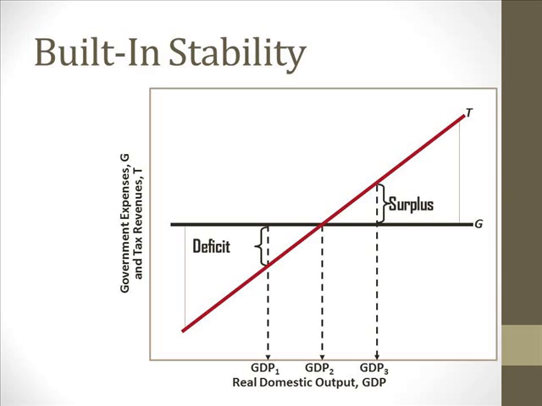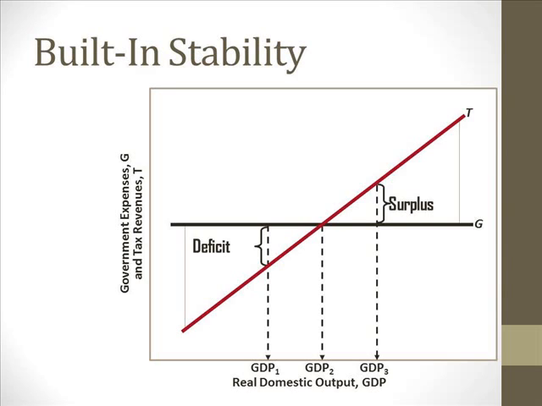Let's talk about stabilizers, built-in stability. I want you to write this down. Automatic stabilizers automatically expand or contract the economy as GDP changes. Say that again: automatic stabilizers automatically expand or contract the economy as GDP changes. Also write this down: the benefit is that no new legislation is required. An example here would be the progressive tax system.